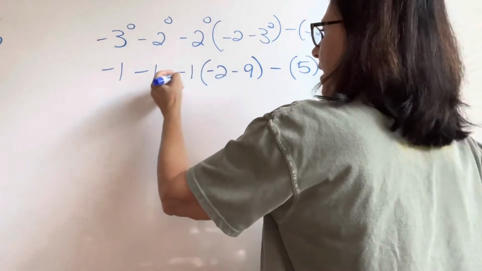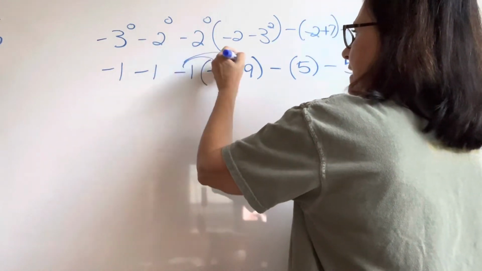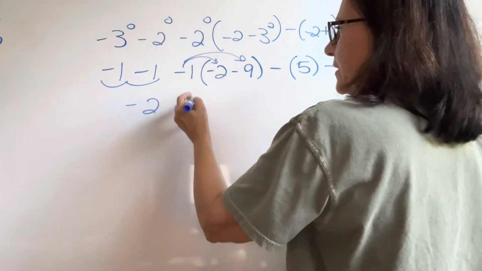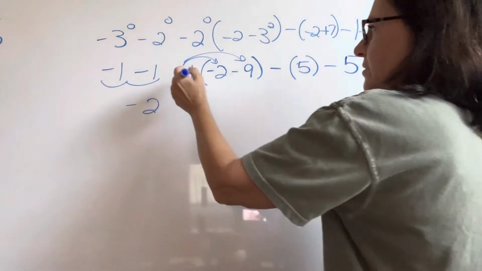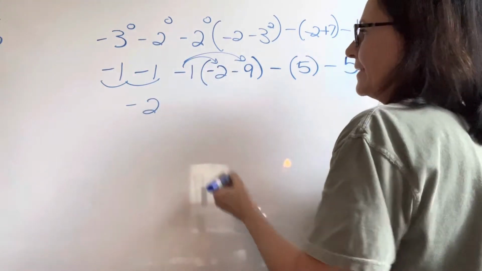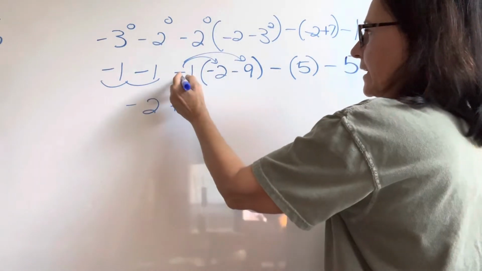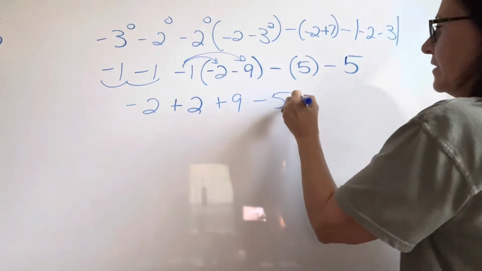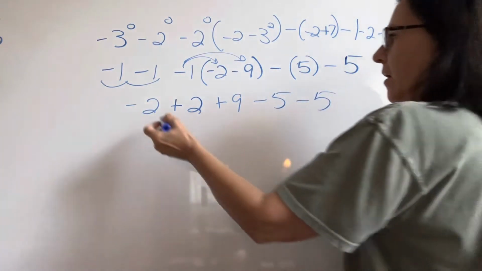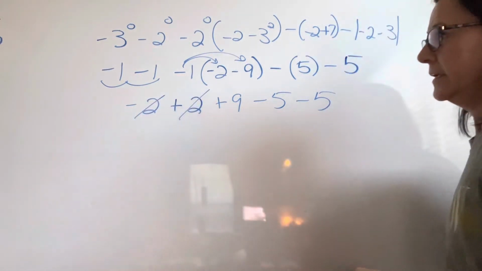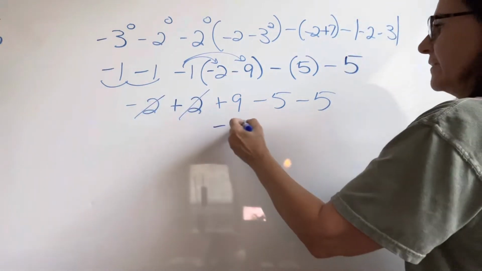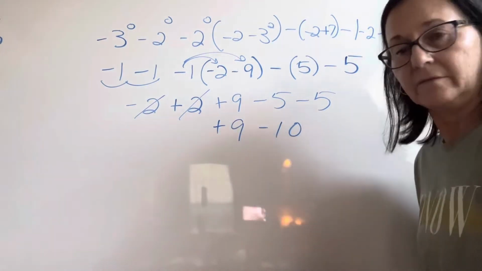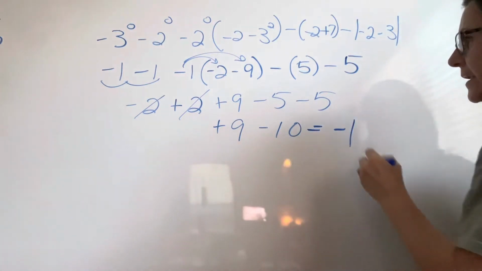So we'll go left to right, but we'll distribute this as we go. All right, I can add -1 and -1, that's -2. But now I must distribute. So it's a -1 times a -2, which is a +2. A -1 times a -9, which is a +9. This is -5, -5. All right, my 2's cancel out. Now I have +9 minus 10, which equals -1.